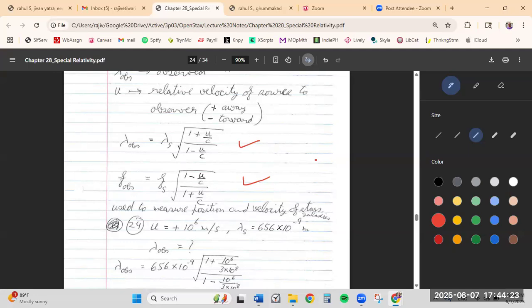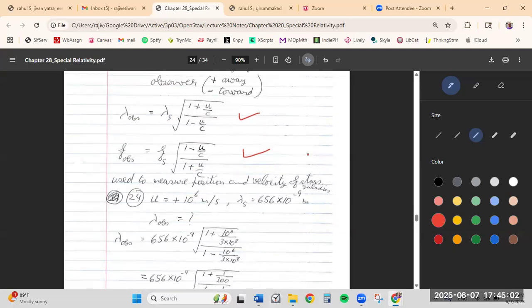There are many practical applications of Doppler shift, since if you measure the wavelength of some kind of wave coming from stars or galaxies, and if you have other means to figure out what the wavelength should have been, then you can use lambda observed and lambda s to figure out what u is, or what the speed is. So this can be used to measure position and velocity of stars and galaxies.